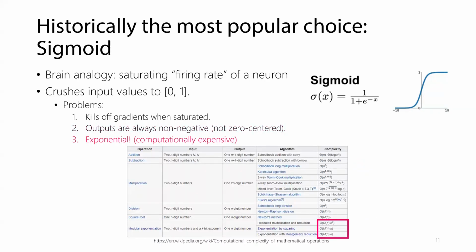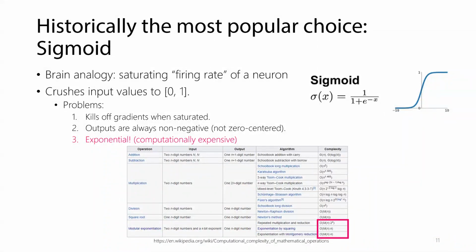Now, one last thing about sigmoid is that sigmoid uses exponential. And in terms of the computational complexity, exponentials are relatively more difficult to compute compared to things like addition, subtraction, multiplication. I mean, it's still not that terrible, but it is heavier than addition, subtraction, multiplication, division, those kinds of operations.